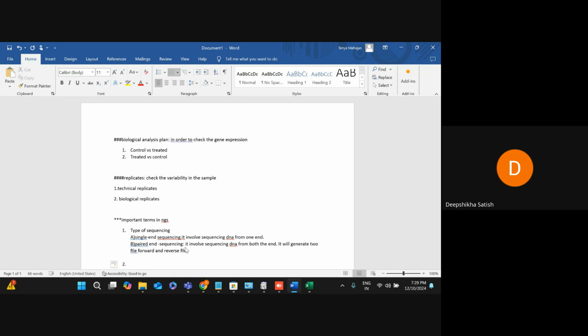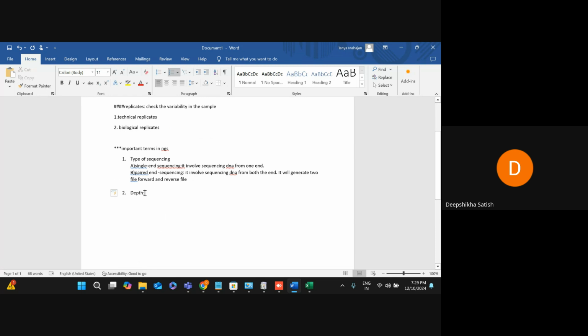Next is depth. Any idea about this word, depth? Have you ever heard this word? The number of times the sequence is sequenced. So how many times a particular base is read by the machine, or sequenced by the machine, that is what depth is.